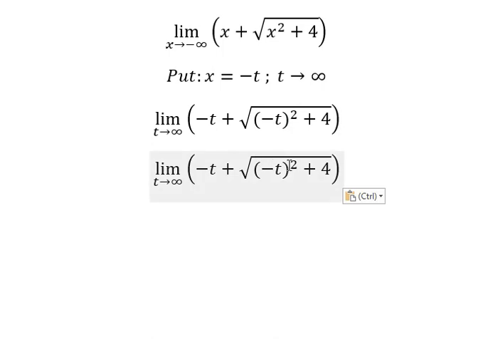So this one is about even power. So negative t to the power of 2 we have t square.